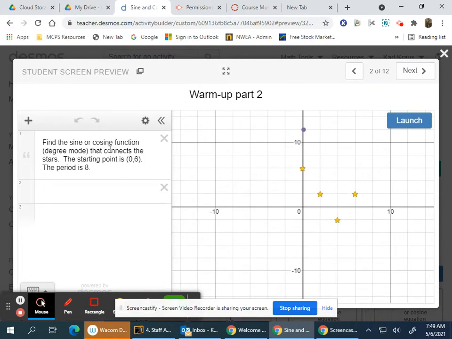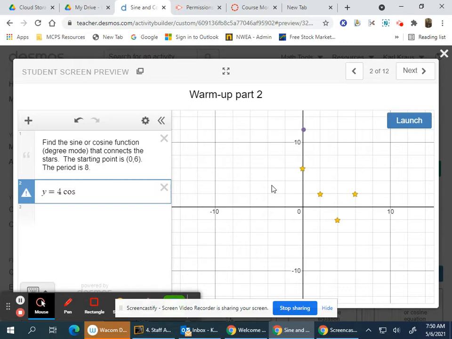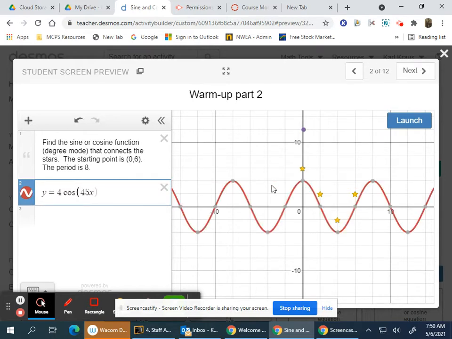Next, warm up part 2. Find the sine or cosine function that connects the stars. The starting point is at 0, 6. So 2, 4, 6 right there. The period is 8, so you would end right here. This is going to be a cosine curve. And the amplitude is 4. And the period would be 8, so 360 divided by 8 is 45. And then my center line is at 2.